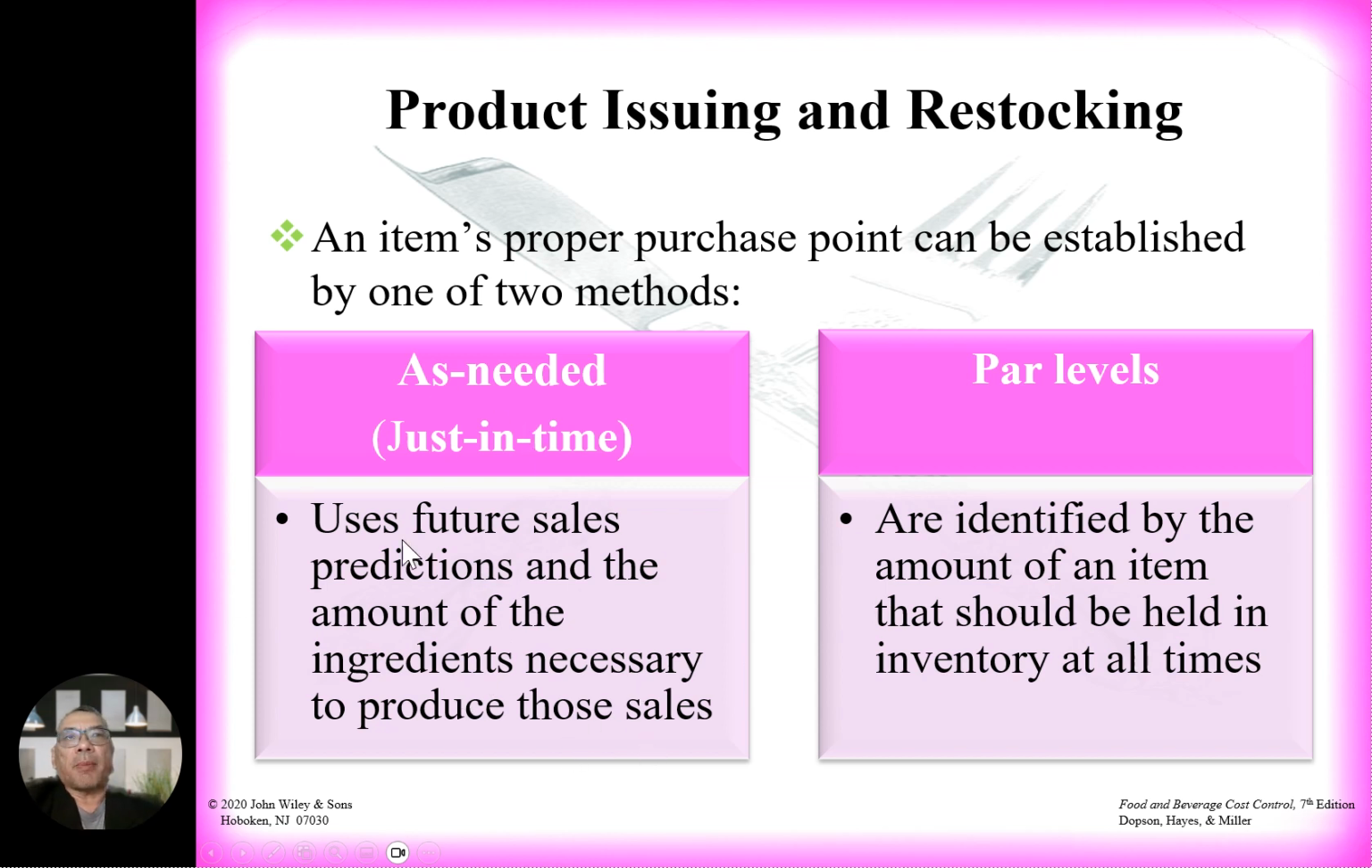Okay, just in time inventory was actually invented by Toyota in the 80s in order to reduce inventory costs. There's a very popular concept that this is how Toyota beat American companies like Chrysler, GM, and Ford, by using efficiency in their inventory system. Par levels are identified by the amount of an item that should be held in the inventory at all times.